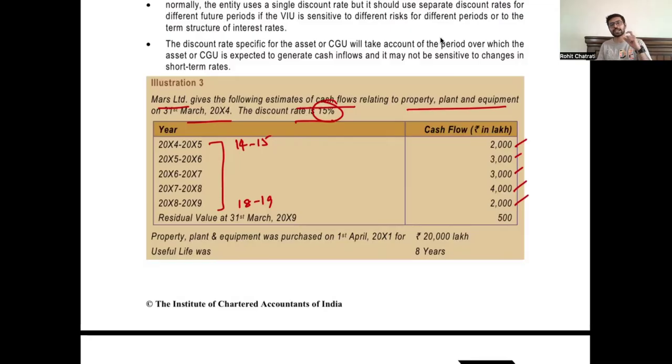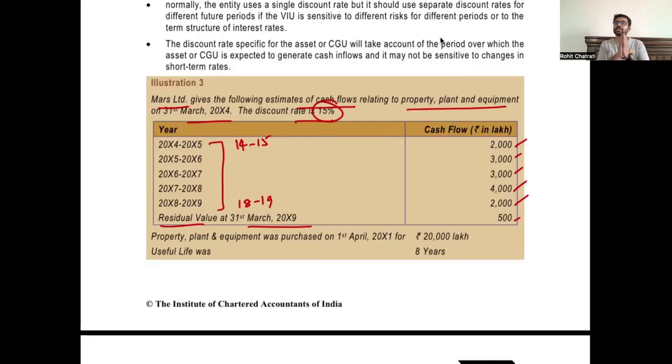It's expected to generate cash flows for the next 5 years. And we have also been provided with residual value that is expected as at 31st of March 2019. So we are standing on 31st of March 2014. We expect to use the asset for the next 5 years. At the end of the fifth year, which is 2019, we expect to sell the asset in the market, and we believe that the asset will actually fetch 500 lakh rupees. All right. This is also going to be considered for VIU computation purposes.